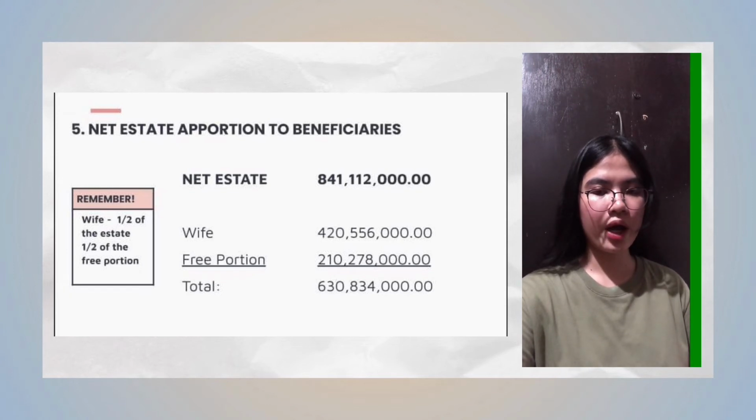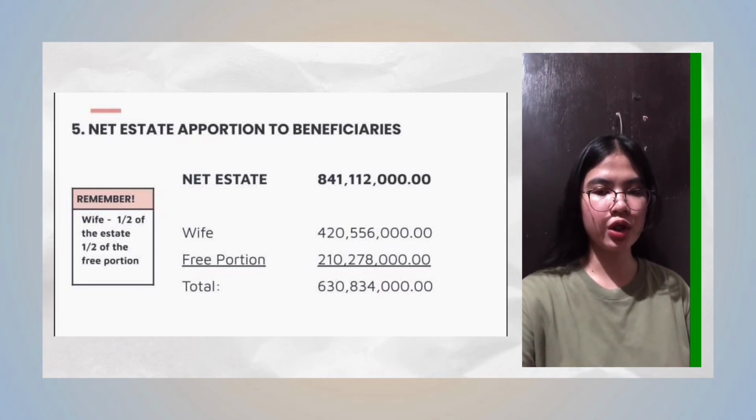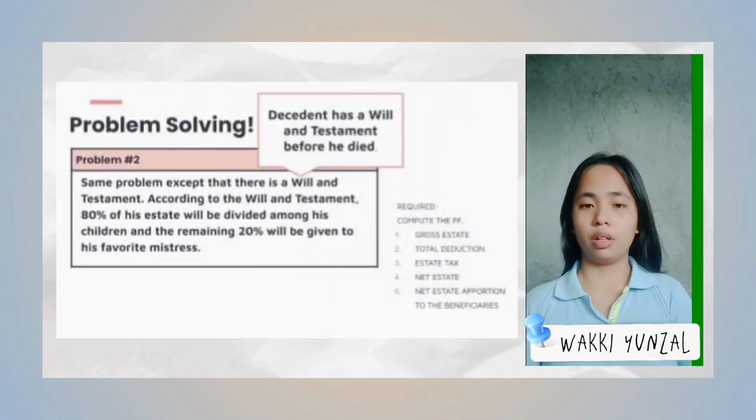Next is net estate apportioned to beneficiaries. So remember, wife is one half of the estate and one half of the free portion. So the net estate is 841,112,000. So wife niya is 420,556,000. Free portion niya is 210,278,000. Total is 630,834,000.